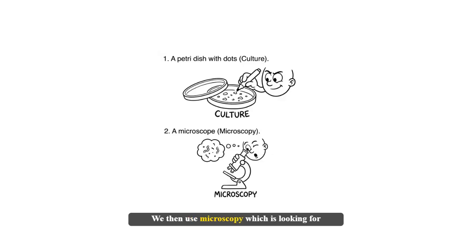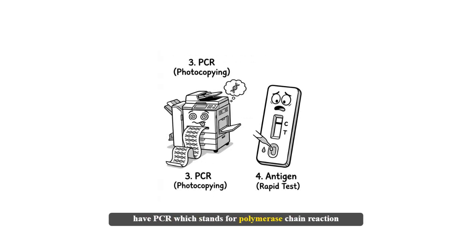We then use microscopy, which is looking for organisms or immune cells directly in the sample by use of a microscope. And then we have PCR, which stands for polymerase chain reaction. This is a molecular test that amplifies the genetic material because it's so tiny, it's hard to detect. So we amplify it to make it easier to detect. Many of us are aware of this due to the recent pandemic with COVID. Many of us have done PCR tests before.